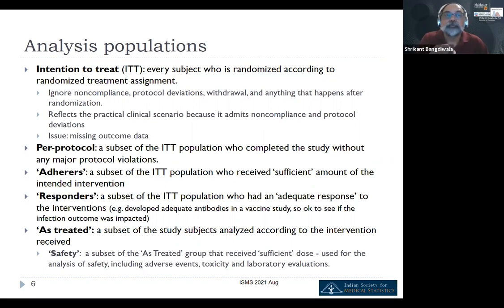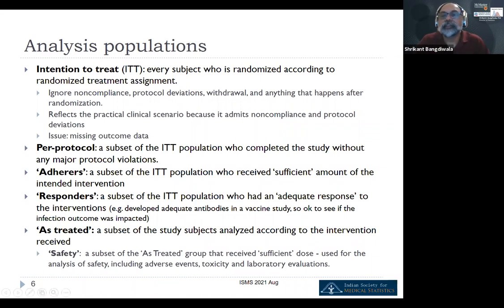The safety group, they call it a safety population, is then a subset of the as treated one, because they now are determined to be, well, they got sufficient amount of the dose so that we will study the adverse effects in that group. When you study the safety, you want to have the people that took whatever thing. So that is a subset of the as treated one. And you want to look at the toxicity, laboratory evaluations, et cetera, in that safety subpopulation, okay?